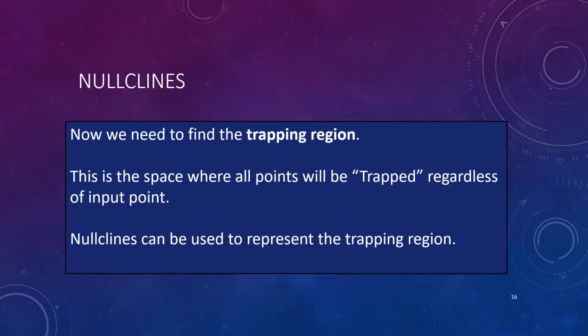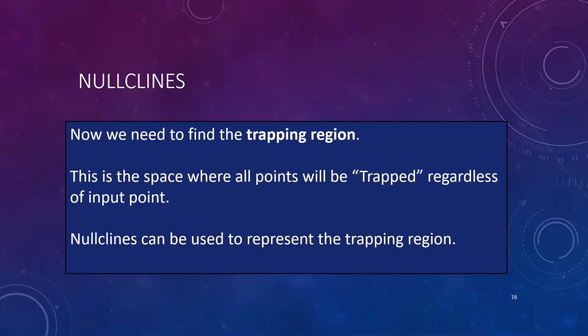So before we go on, now that we found the fixed points, let's talk about the nullclines of the system. We need to use the nullclines to find the trapping region of the system. This is a space where all points will be trapped regardless of input point. Nullclines can be used to represent the trapping region.